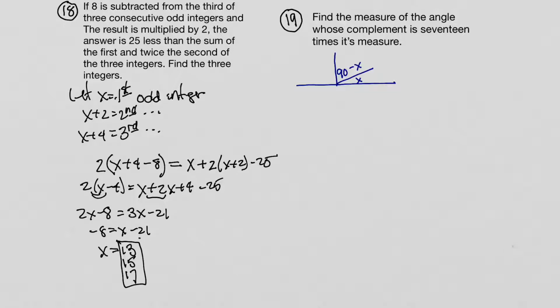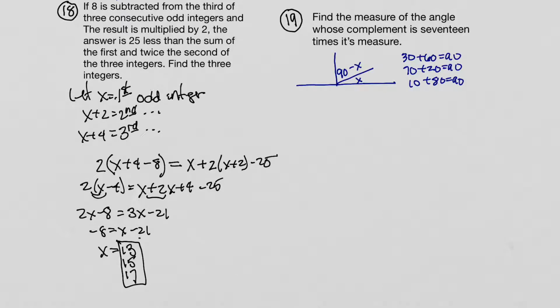So here's some examples. What about 30 plus 60? That's 90. So these 2 angles, 30 degrees and 60 degrees, are complementary. 70 plus 20, that's 90. 10 plus 80, that's 90. So if I have x for 1, the other one has to be 90 minus x, right? Because they have to add up to 90.